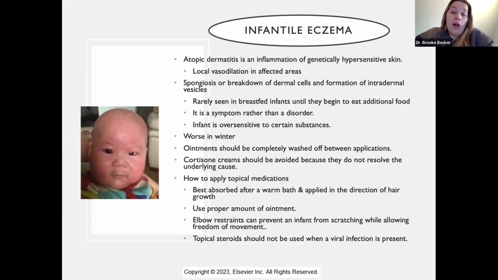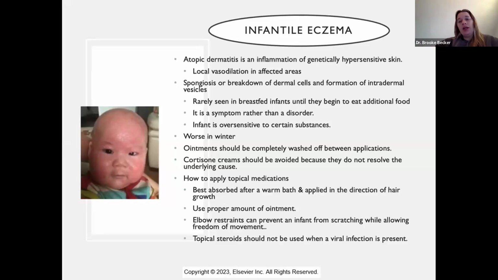Ointments are better than creams. They're absorbed better, okay? And prior to putting on another layer of ointment or another layer of cream, you want to wash that off, okay? Cortisone or steroid creams should not be utilized just because they don't resolve what's causing the eczema to flare up. They just help with the redness and irritation. Okay.